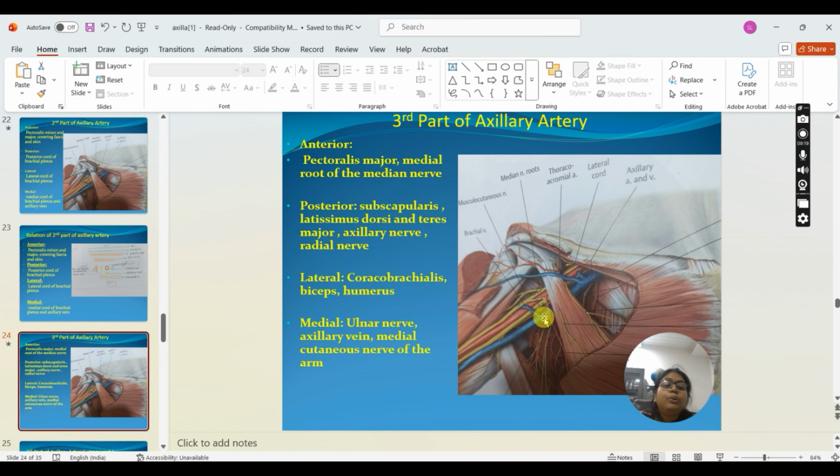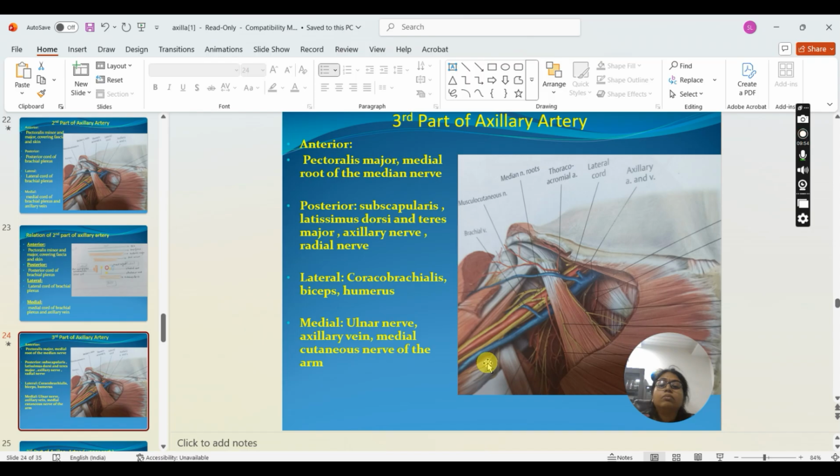Medially, you have the ulnar nerve and the medial cutaneous nerve of the forearm in between the axillary artery and axillary vein. The gap between the axillary artery and the axillary vein, we can catch two things. More superficially will be the medial cutaneous nerve of the forearm. A bit deeper but thicker one is the ulnar nerve. Medial most structure in the axilla is the medial cutaneous nerve of the arm.